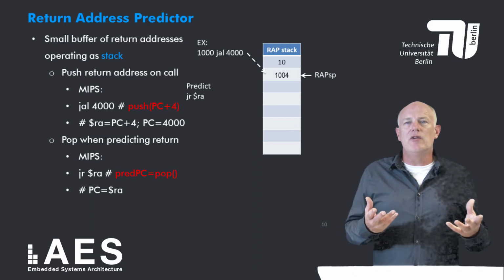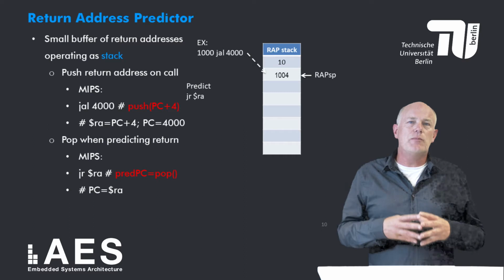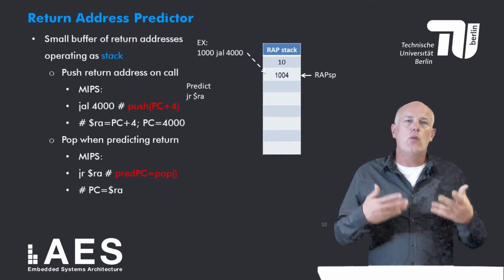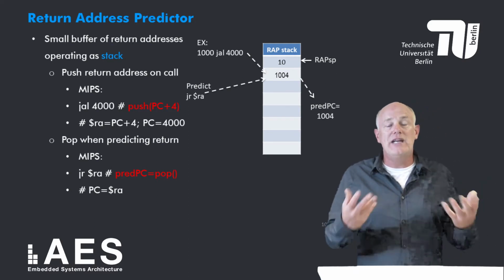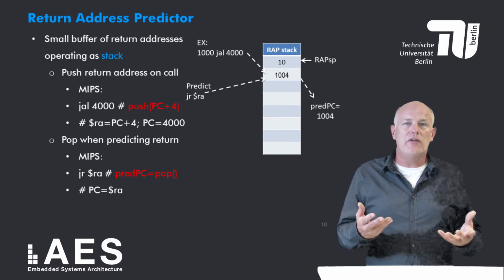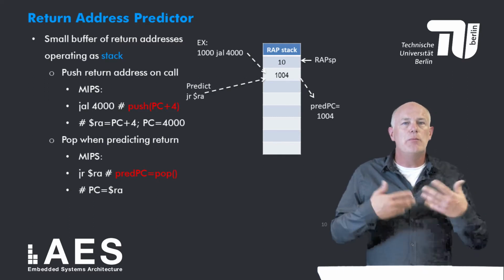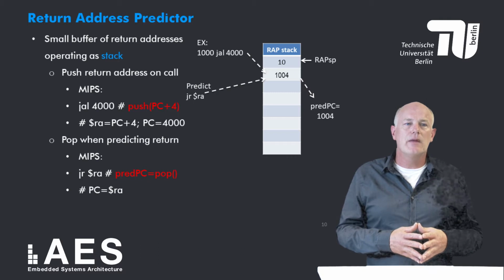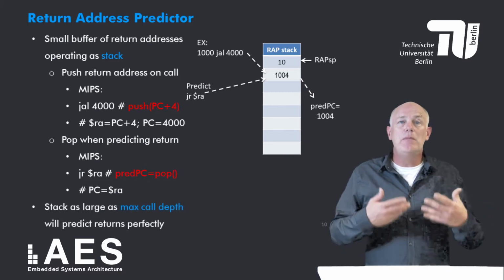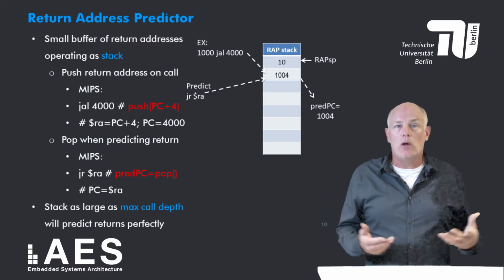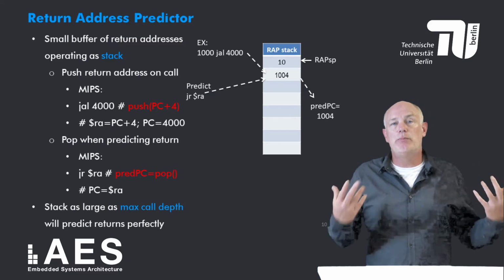Sometime later the function returns using the jump register RA instruction, at which point the return address predictor has to produce a prediction of where this indirect jump will jump to. The return address predictor will obtain the predicted return address from the top of the stack and update its stack pointer so that it points to the return address previously pushed onto the stack. Finally, I remark that if the stack is sufficiently large, meaning as large as the maximum call depth, then the return address predictor will predict the returns perfectly.